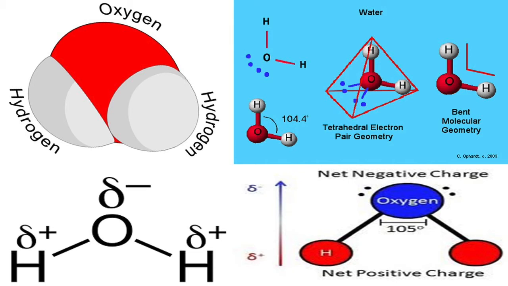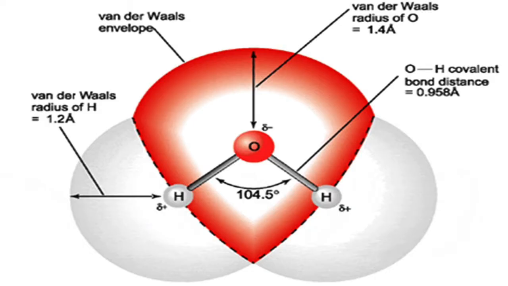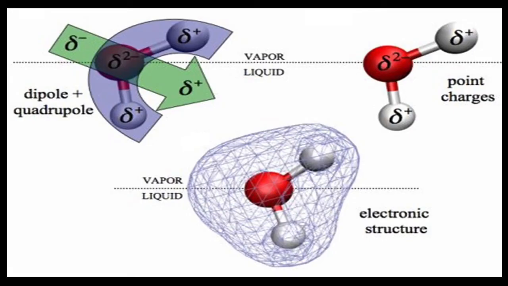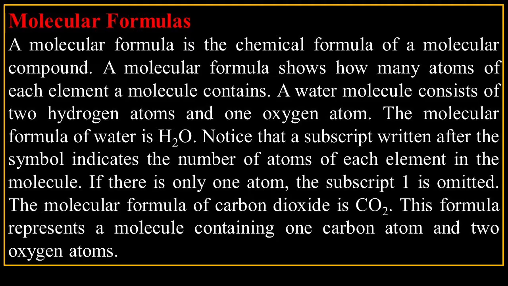Here we have water. We have 104.4 degrees, which is close to 109.5. That's actually the tetrahedral angle, and we'll look at that more in depth in bonding. You have the van der Waals radius. We're going to look at that more in later chapters. The hydrogen bonding, and here we have dipole, water vapor, electrical structure, etc. So that's going to come in very important in later chapters.